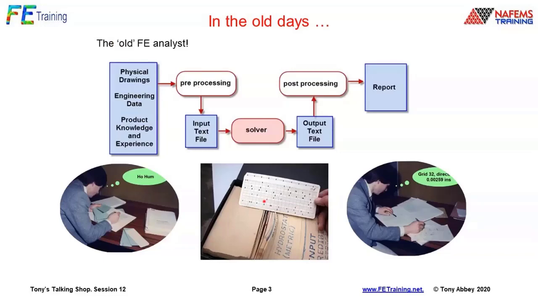So everything would get translated. We'd write out a pro forma, get it translated, get it punched up. We'd feed that, in our case, into the mighty IBM, through this input text file, and then the solver would produce our output, obviously, on fanfold paper. So it was very, very tough to get some idea of the stresses and deflections.